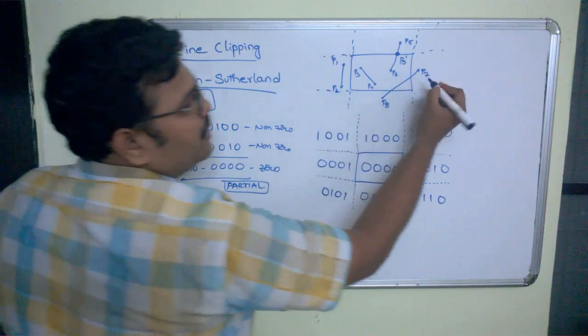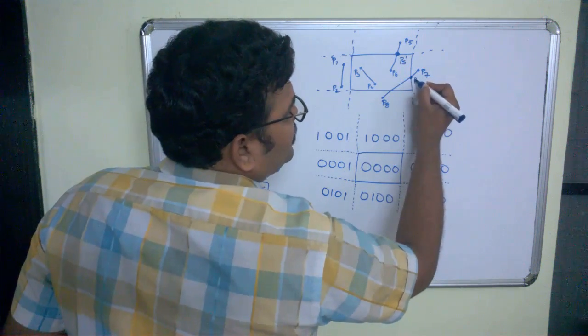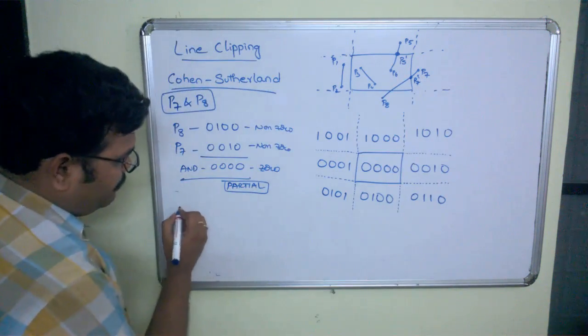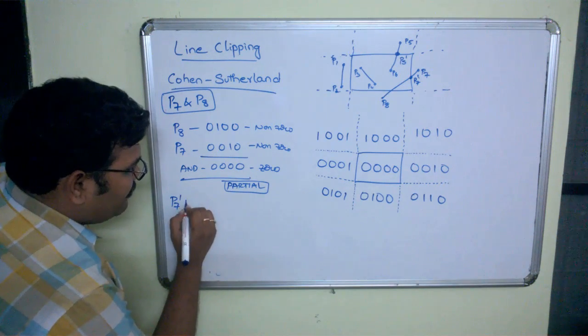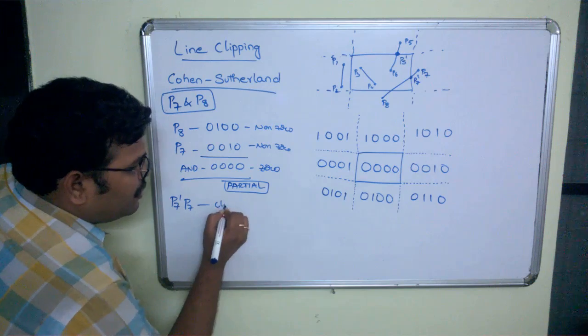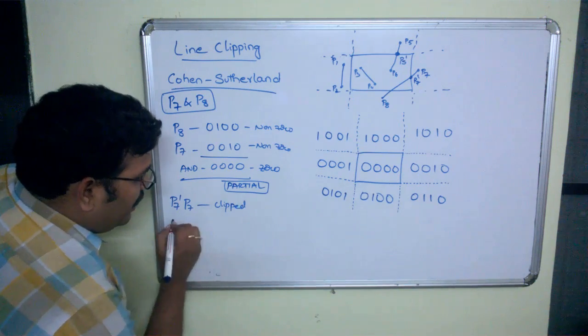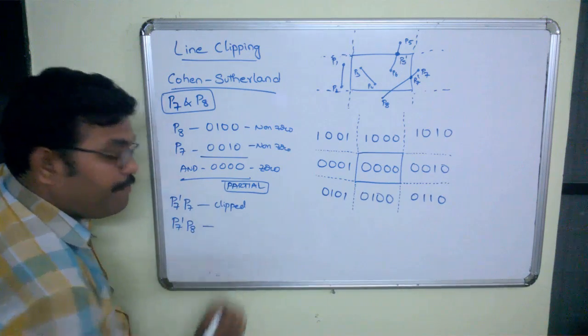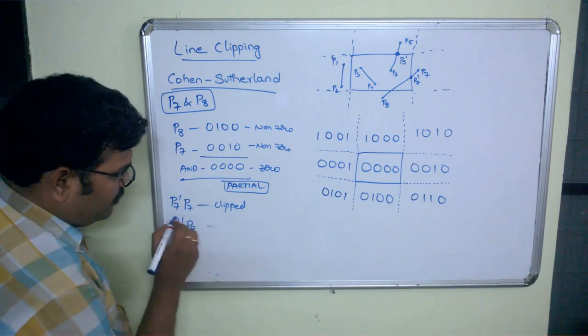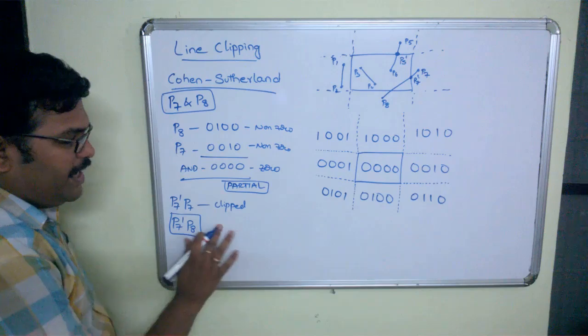So let us consider the intersection point P7 dash. So P7 dash is the intersection point, and P7 is clipped. Consider the line P7 dash and P8.